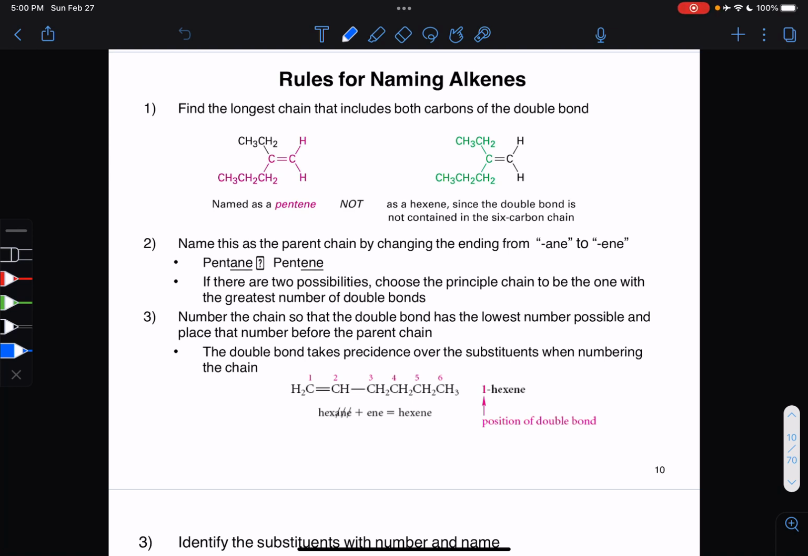Hello, students. We need to talk about naming alkenes. So remember, alkenes are hydrocarbons that have at least one double bond.